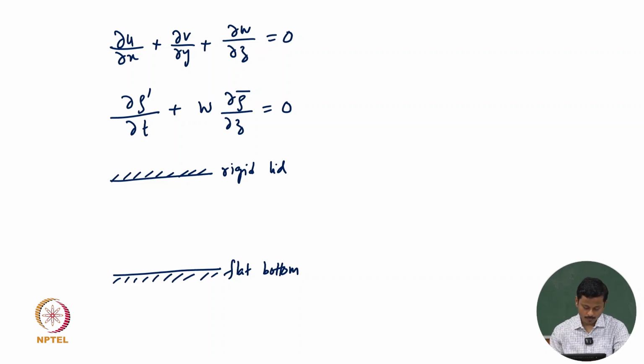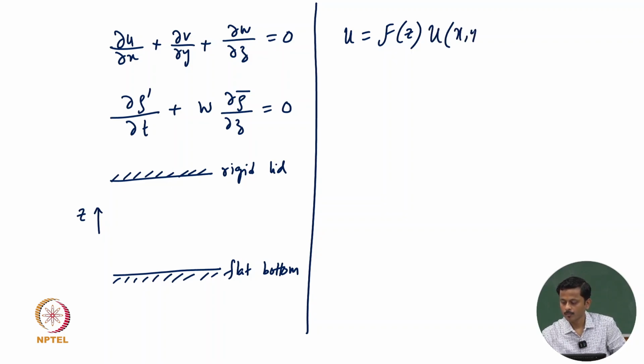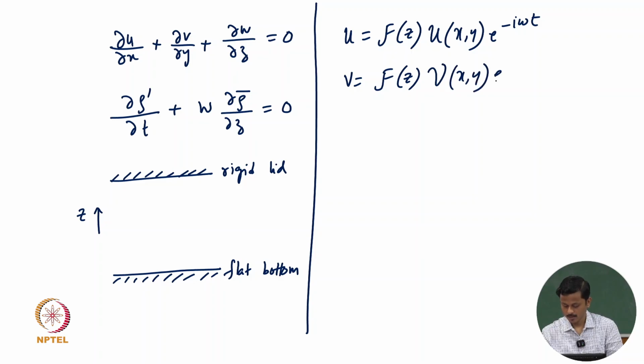Rigid lid and a flat bottom. So we will use the separation of variables technique and assume solutions of the form to the above partial differential equations. The script F is a function of z, so this is the z direction, times u(x, y) e raised to minus i omega t.